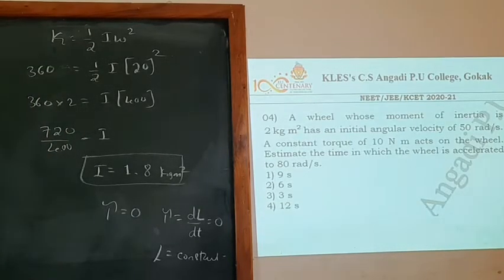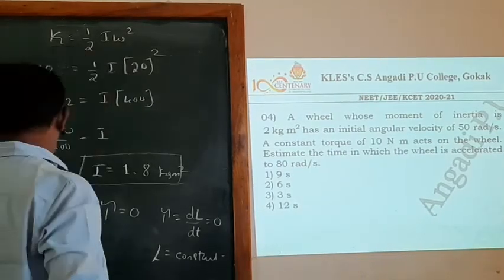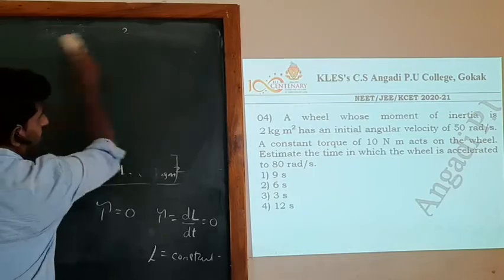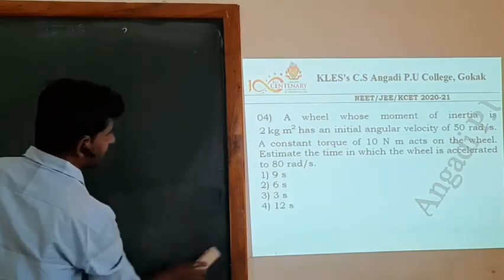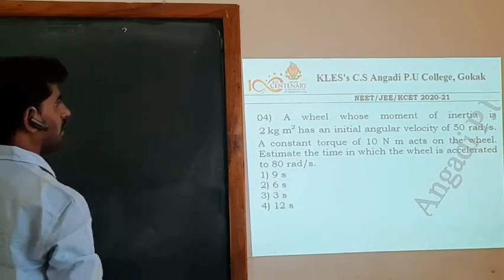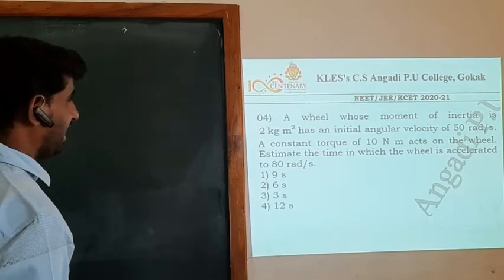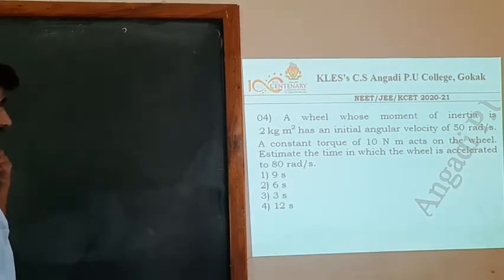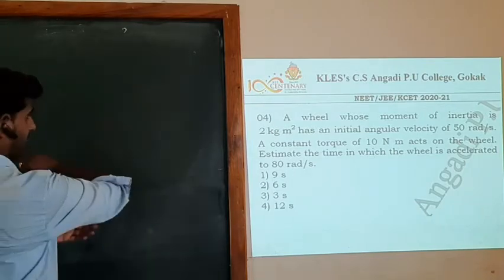Okay, the next question. A wheel whose moment of inertia is 2 kg meter square has initial angular velocity 50 radian per second, and a constant torque of 10 newton meter acts on the wheel. Estimate the time in which the wheel is accelerated to 80 radian per second. What are the given terms?